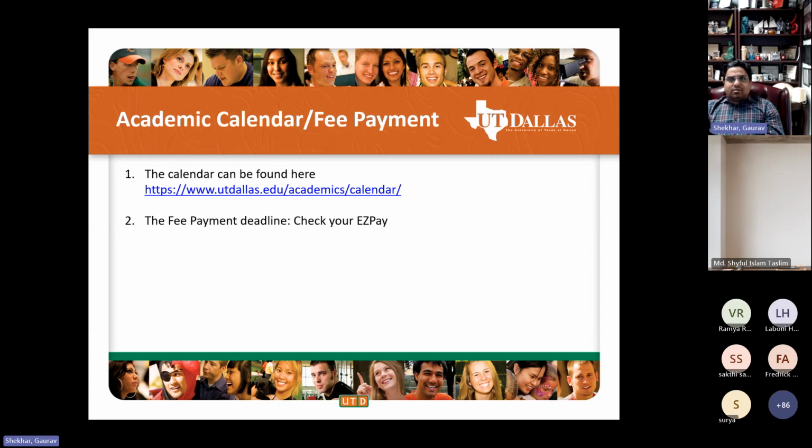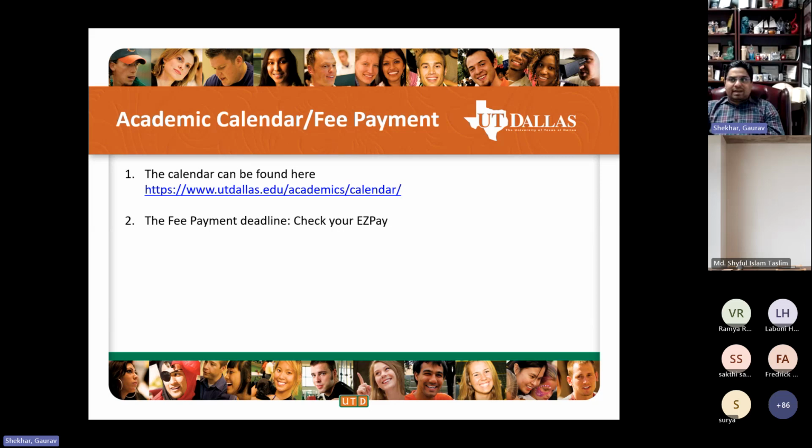All the deadlines are around the calendar. It's a 2-page document that the entire university follows. All deadlines around enrollment, withdrawal, fee payment, fee refunds are given. You need to follow those deadlines as listed in the calendar.